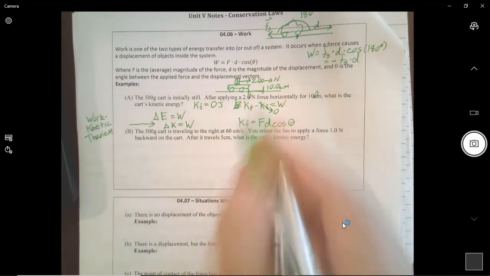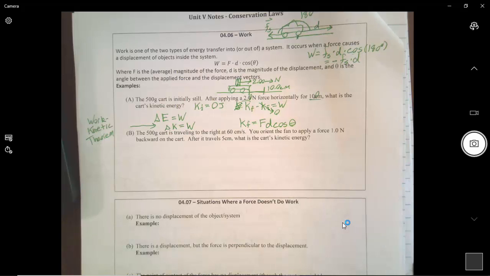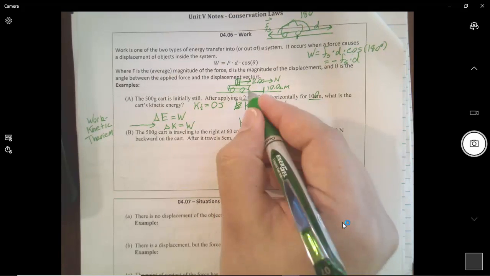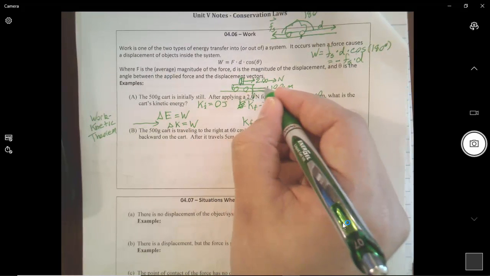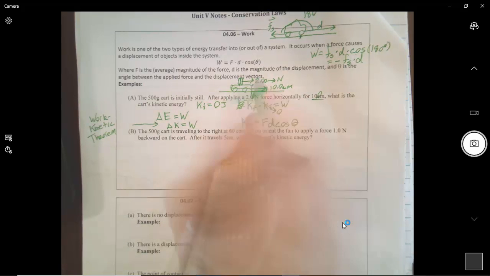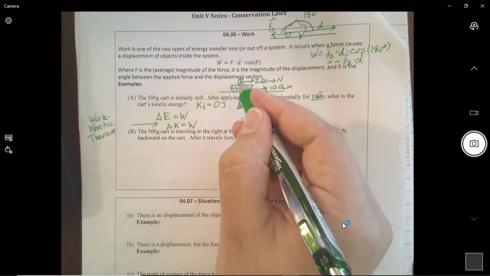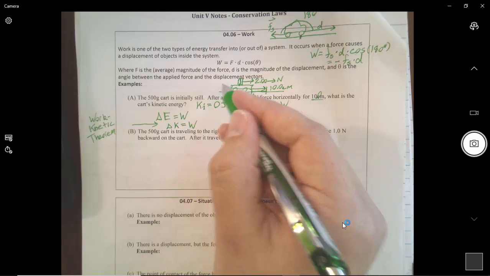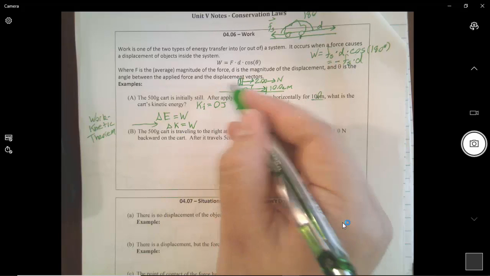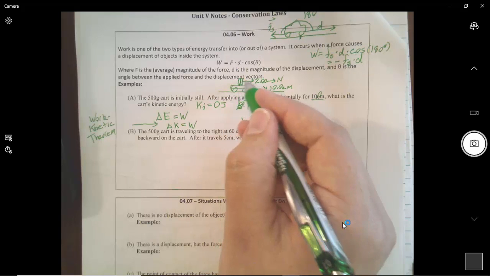Well, we know the magnitude of the force. We know the distance it goes. So the question is, what is the angle between the direction of the force and the direction the cart goes? The cart is going forward. The force of the air on the fan is also pointing forward. Don't confuse this with the direction that the wind is going from the fan, right? The fan is pushing the air backwards, which means by Newton's third law, the air is pushing the fan and the cart forward.